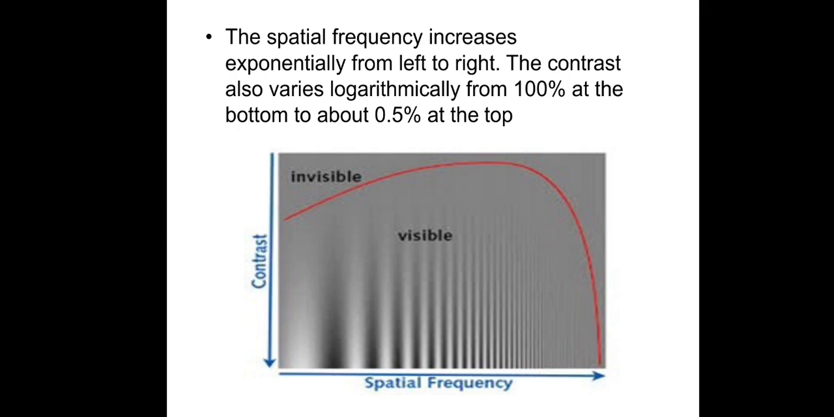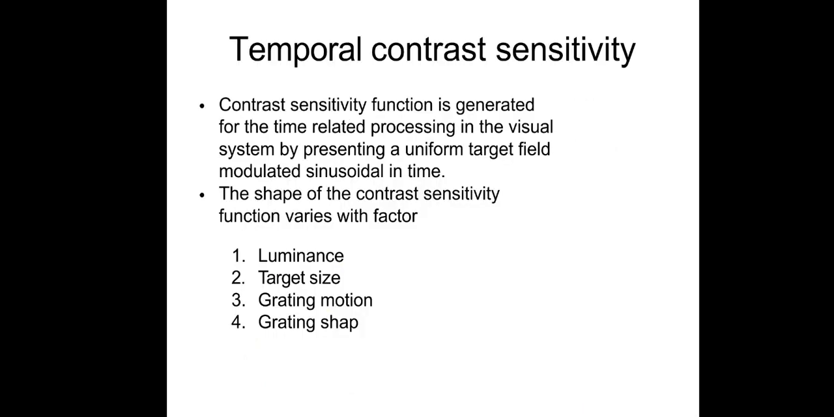Spatial frequency increases exponentially from left to right, as you can see in the image. The contrast also varies logarithmically, from 100% at the bottom to about 0.5% at the top.